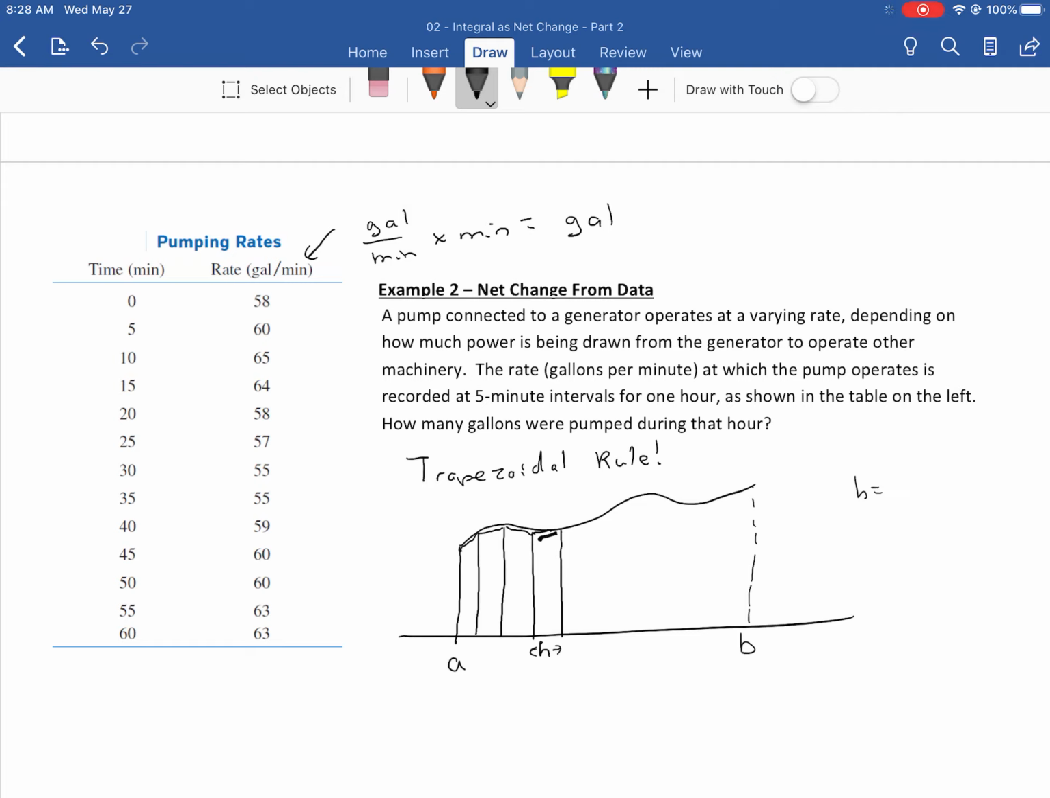And how do we get the h? Well, you take the b minus a, and you divide it by how many sections you want to divide it up into, and that'll tell you how wide to make each of these little sections. Hopefully this is all starting to ring a bell a little bit.